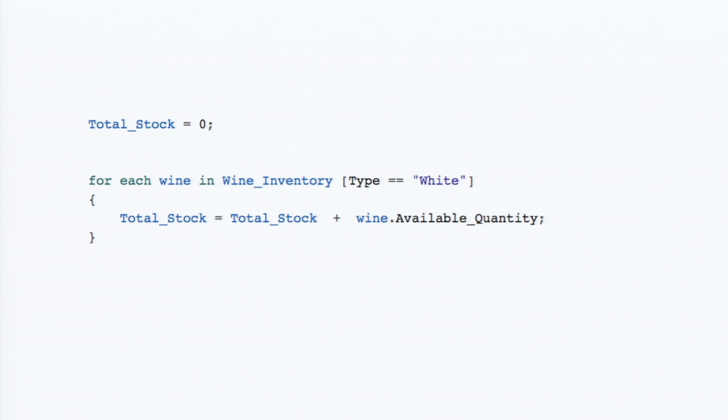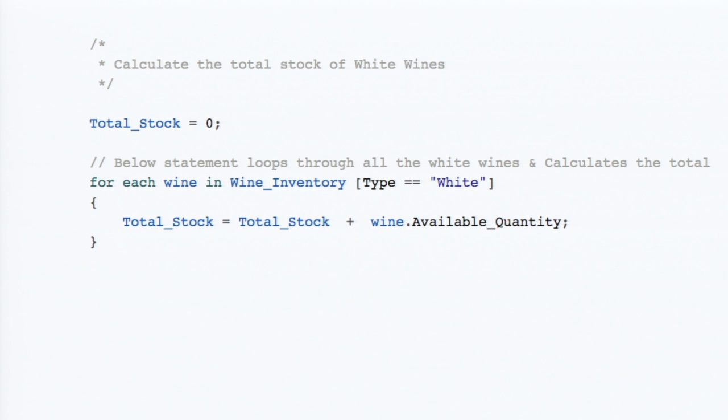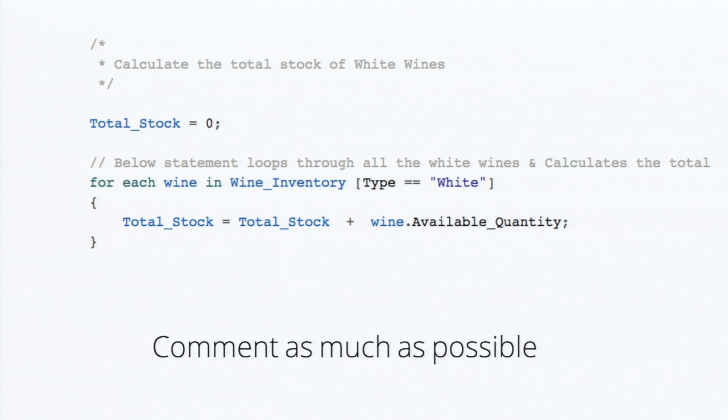Look at this example. Can you tell me what this code does by looking at this particular code? How long will it take you to read this code, get the logic of the code, and explain these things? Instead, can you now tell what this code does? From the first line itself, we can say it calculates the total stock of white wines. In the second line, I have assigned a value to total stock, that is 0. After that, it's looping through all the white wine types and calculates the total. So if you write the comments well, it's easy to understand.